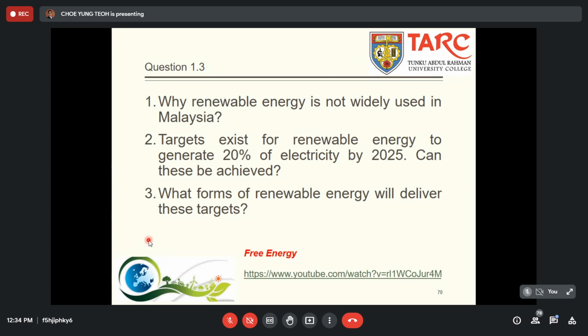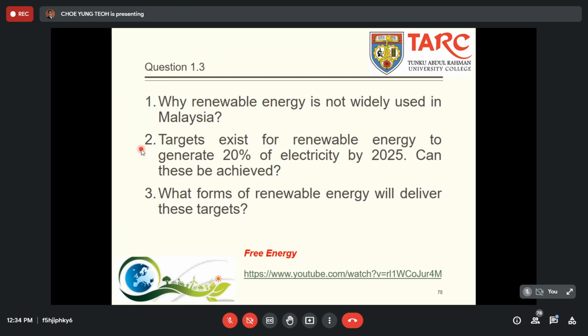Okay, this kind of question is very subjective. You can talk about a lot of things. High initial cost is not applicable for all renewable energy, but maybe you can target hydropower. Okay. I think all of you can answer this kind of question. But cost, let's put at the last point.